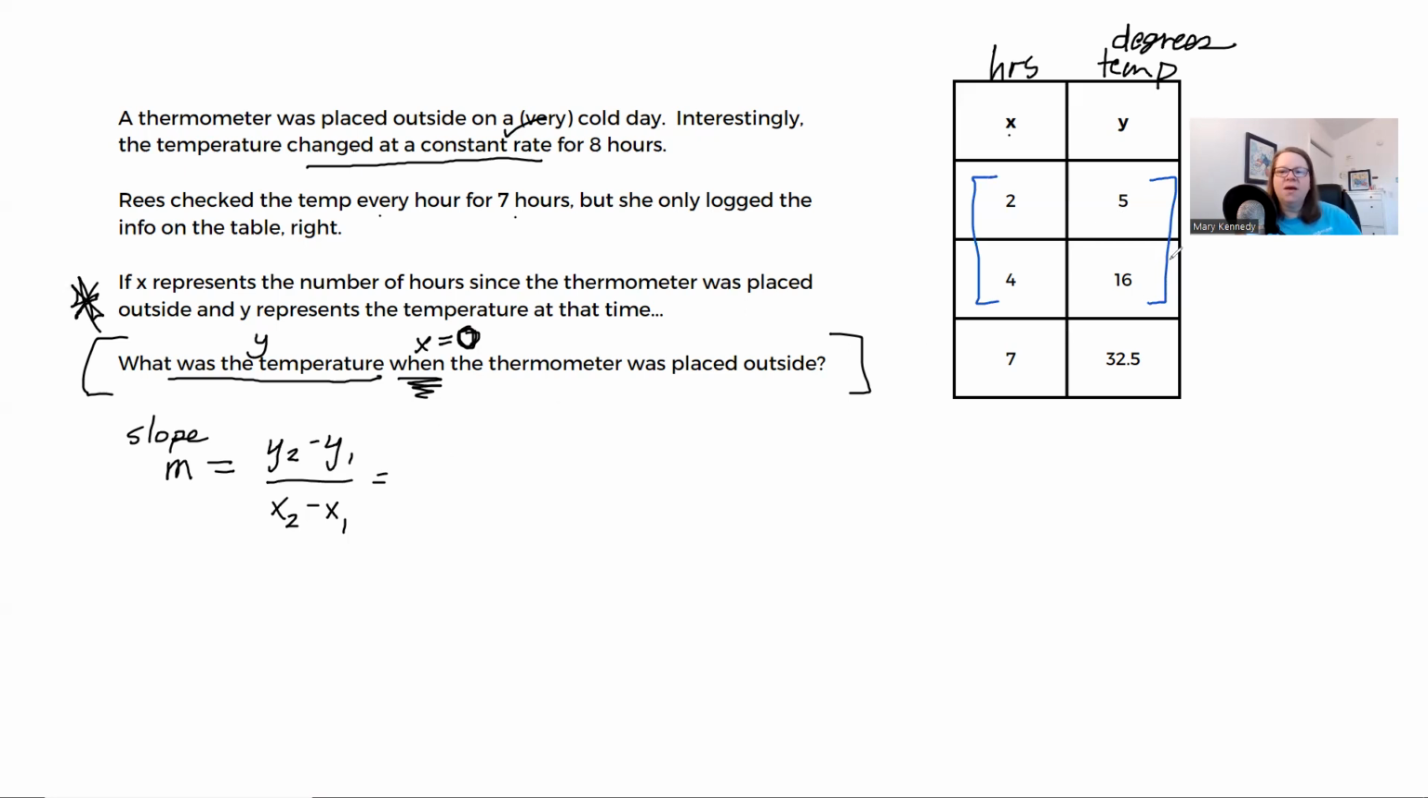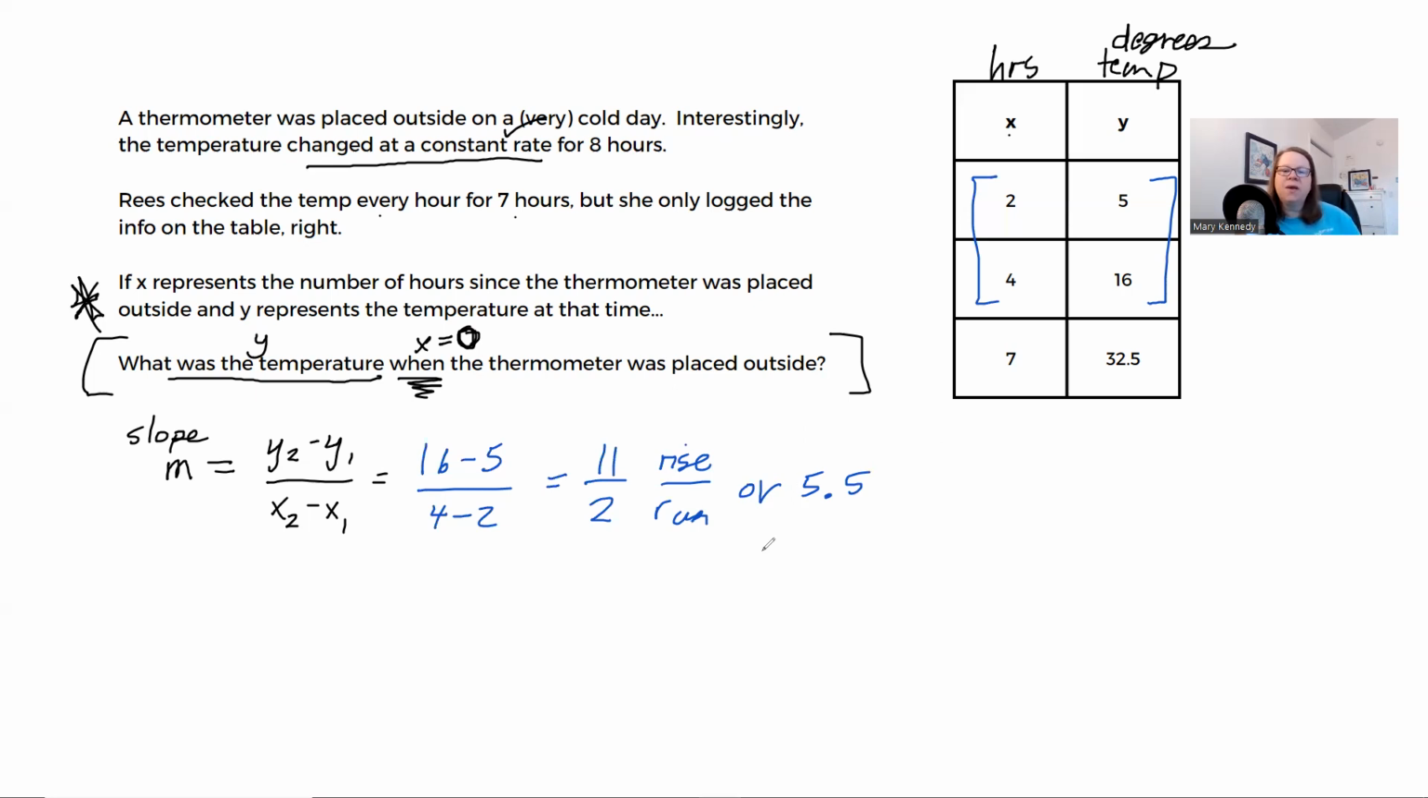So if I'm subtracting y's, I'm going to do 16 minus 5 over subtract x's, 4 minus 2. 16, 4, 5, 2. Okay. You want to make sure that if you start with 16, then you start with 4. All right. So 16 minus 5 is 11. 4 minus 2 is 2. So I could think of the slope as 11 over 2, like a rise over run situation. Or I could say 11 divided by 2 is 5.5. It doesn't really make a huge difference as far as that goes.